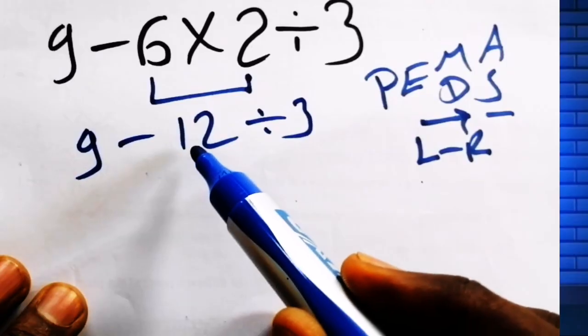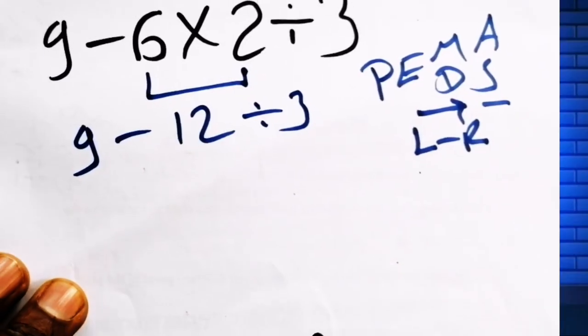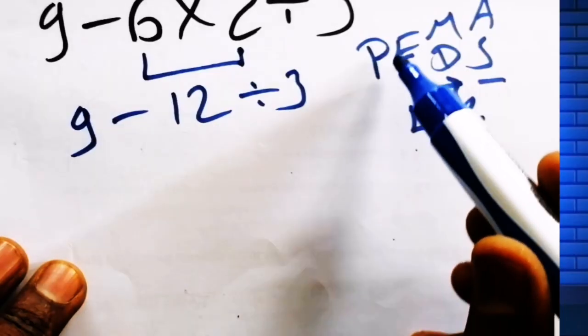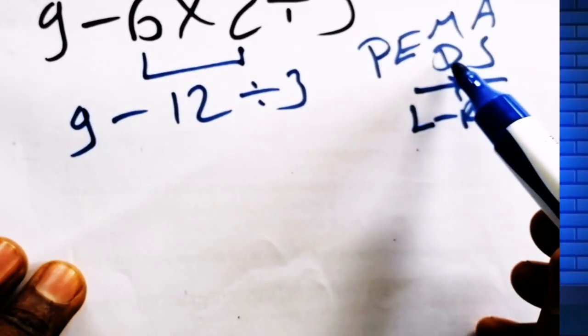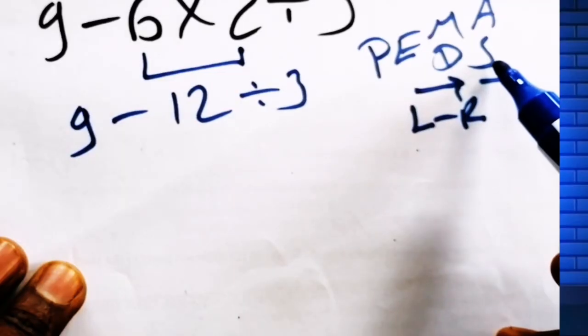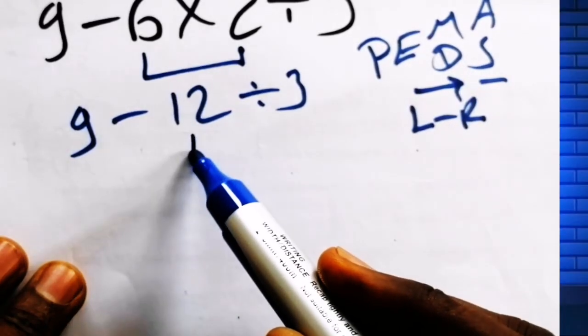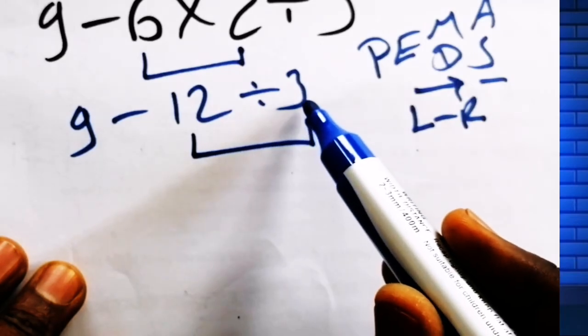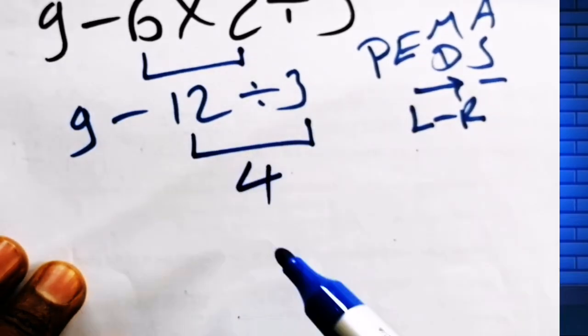9 minus 12 divided by 3, and here there is subtraction and division. According to PEMDAS, division has higher priority than subtraction, because division comes before subtraction. Therefore we have to divide this number first. 12 divided by 3, which gives us 4.